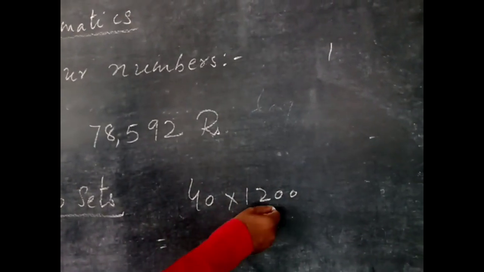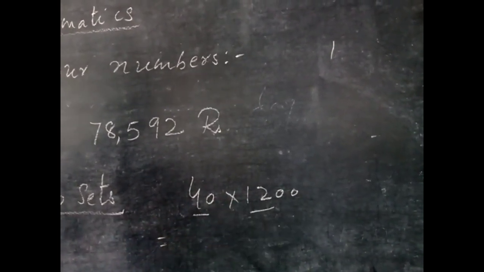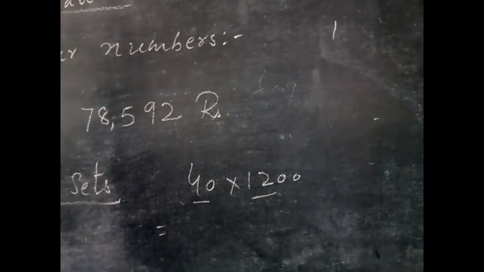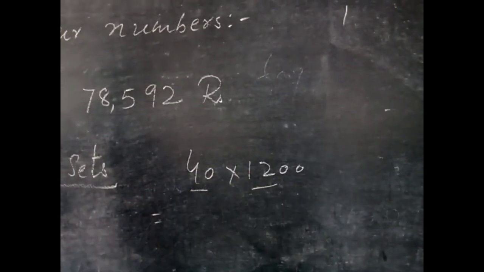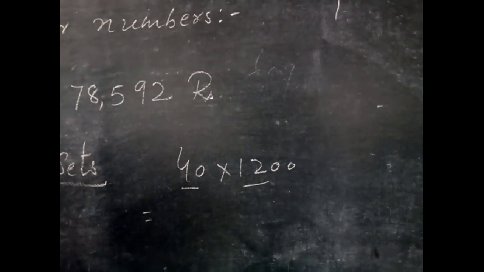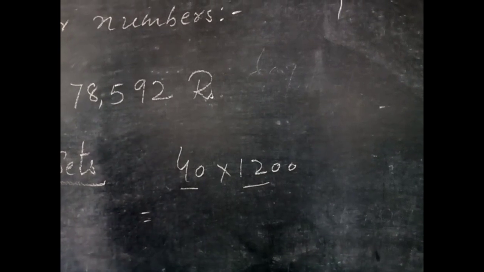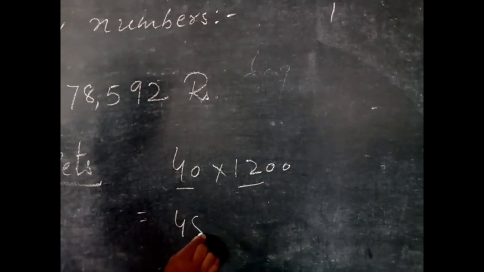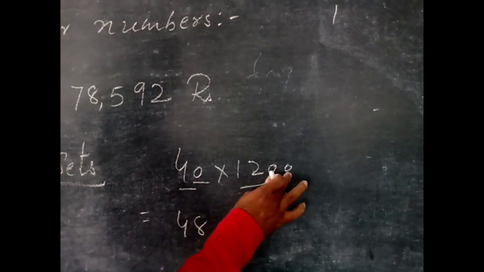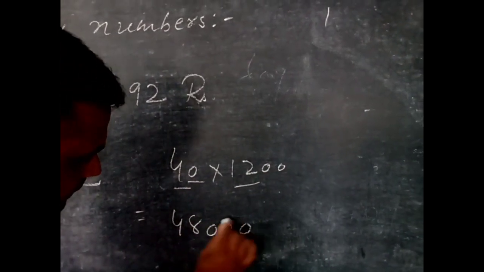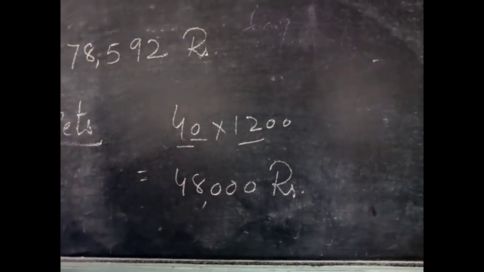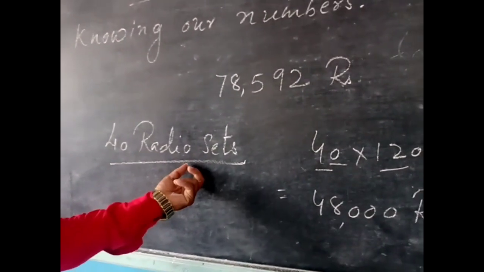Sure. What do we have to do? Multiplication. Here we will use a simple trick. Just ignore the zeros before doing the multiplication. 12, which we all know well. 12 ones are 12. 12 twos are 24. 12 threes are 36. 12 fours are 48. And now how many zeros do we have to add to it? 1, 2, 3. So 48,000 rupees were spent for 40 radio sets.